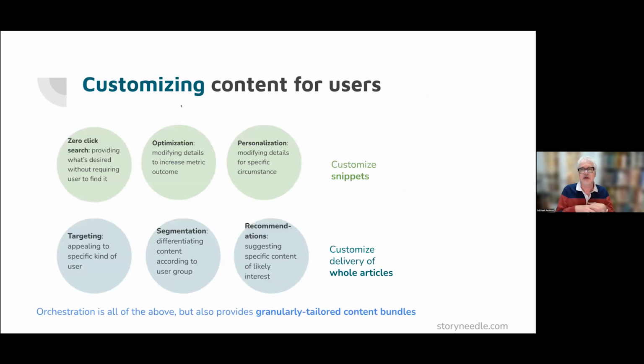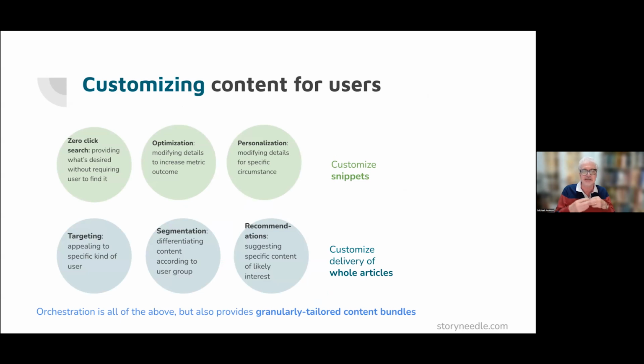And it's about customizing content for users. Now, customizing content for users is not a new concept. And we've been looking at this in various ways over the past decade or more. And you can really divide customization of content in two ways.